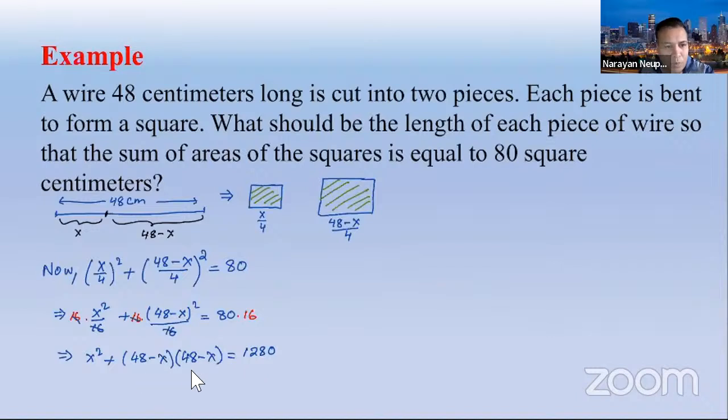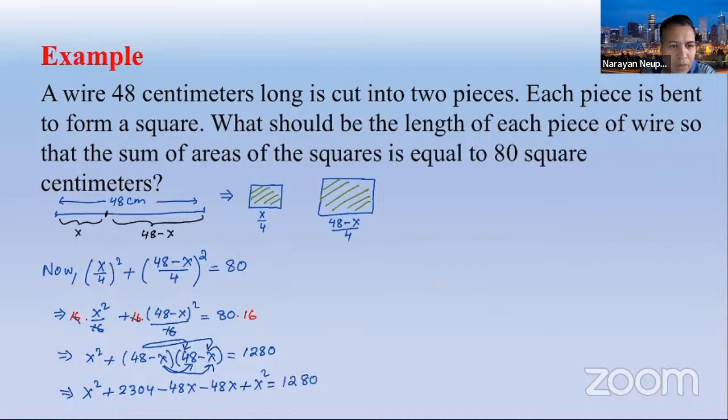Okay, now here we have two parentheses. So we need to multiply this using FOIL. So let's FOIL them. The first, we have 48 times 48. 48 multiplied by 48 is 2304. Next, we have 48 multiplied by negative x, which is negative 48x. Next, negative x multiplied by 48, which is negative 48x. And again, we have negative x times negative x, which is positive x squared, equal to 1280.